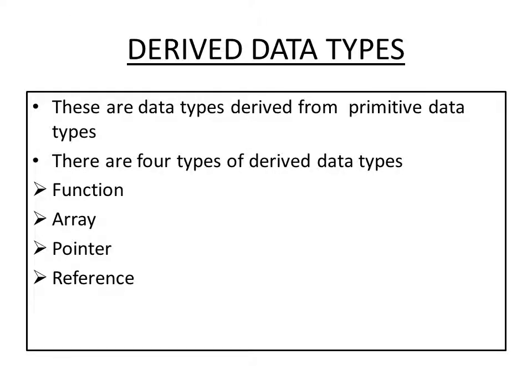Next is derived data types from primitive data types. These data types are derived, which means we get these data types from fundamental data types, and there are four types of derived data types: function, array, pointer, and reference.